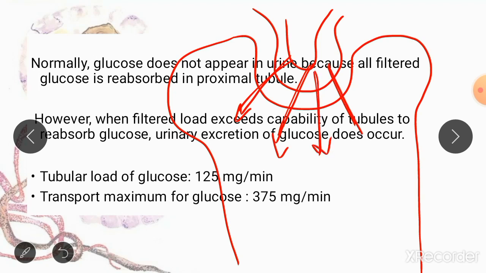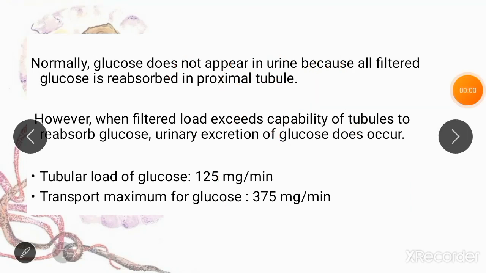And when this filtration exceeds a threshold, the glucose starts appearing in the urine. This is known as transport maximum of glucose. So there is a graph to better understand the transport maximum of glucose. To understand this graph, first you need to understand three terminologies.